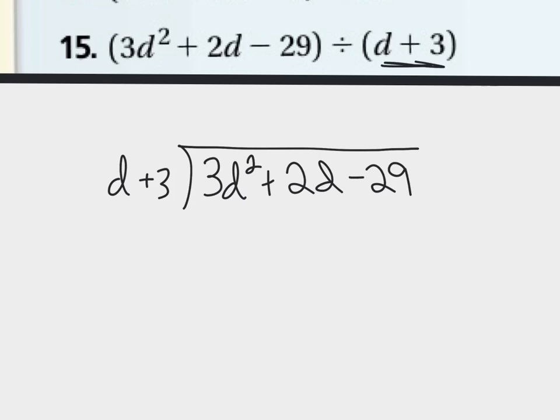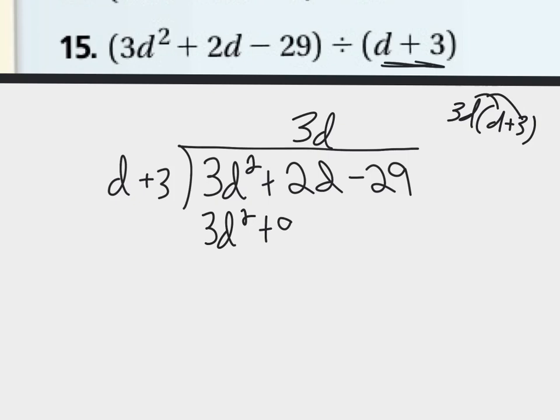So the first thing we're looking at is just this first part here on the outside. So d times what to get 3d squared, and so that would be 3d, and I'm going to put that above my d term here so I can keep track of where I'm at. And then at that point we're multiplying, so 3d times d plus 3. If you want to work that off to the side, you can, distributing to that, or you can just think about it. If you're just thinking about it, just be careful. So that would be 3d squared plus 9d.